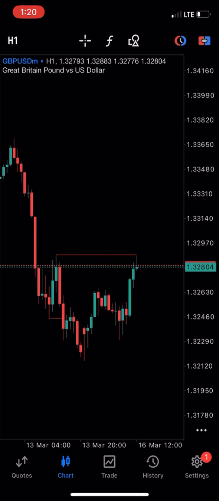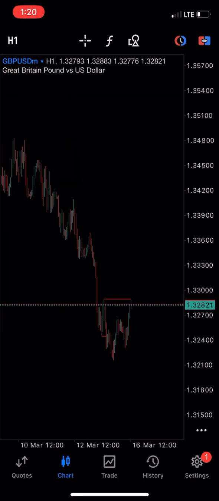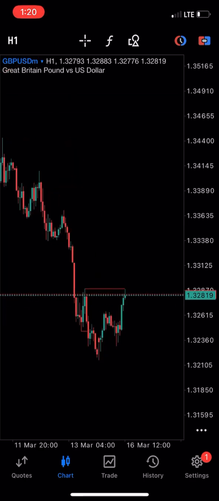Like I told you guys, we've gotten the liquidity sweep. So that's the last high right there. So once price takes it out, pulls back into our golden zone, we'll be looking for entries. You guys know how we do it.